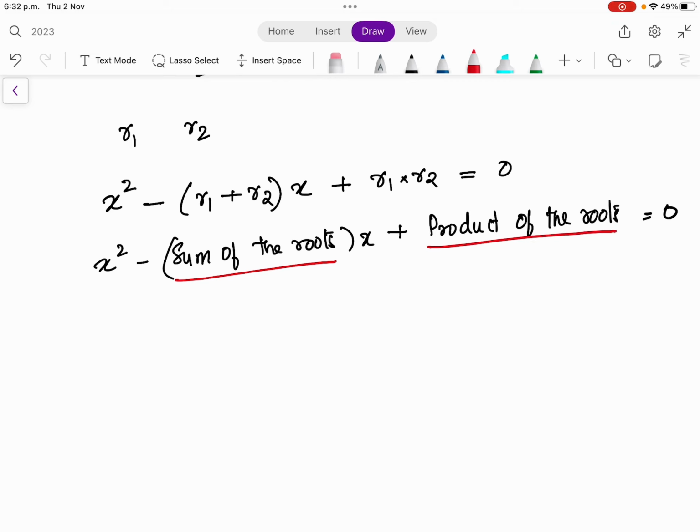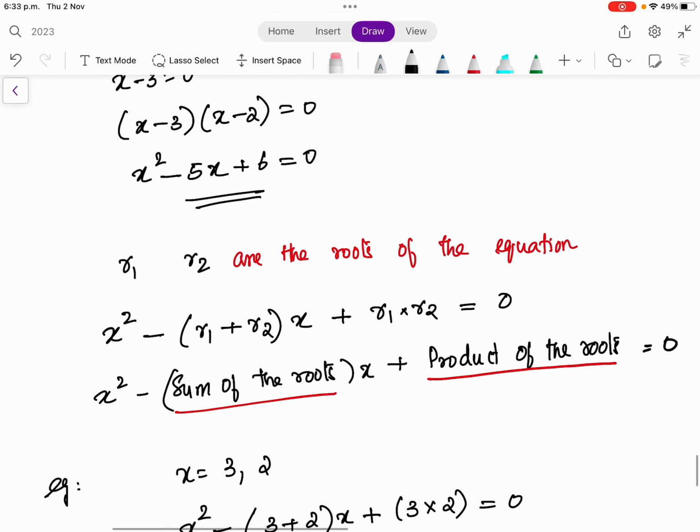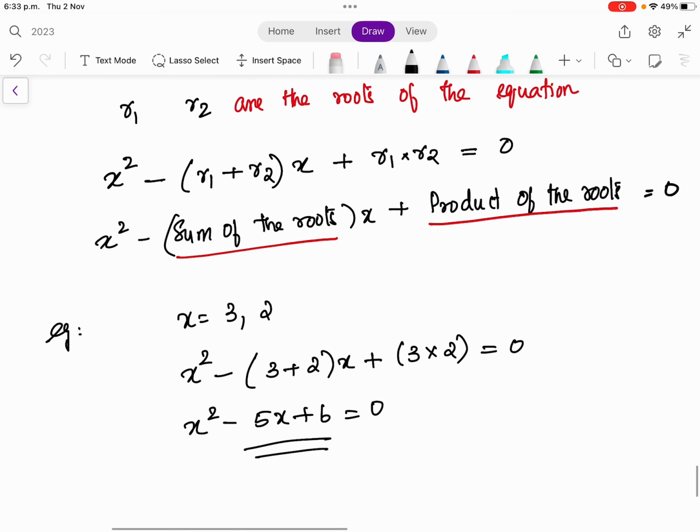So if r1 and r2 are the roots of the equation, let's take the previous example. x is equal to 3 and 2. I can immediately write this as x squared minus (3 plus 2) times x plus 3 times 2, which is equal to 0. So x squared minus 5x plus 6 is equal to 0. Isn't that what we got before also? So it is pretty easy.